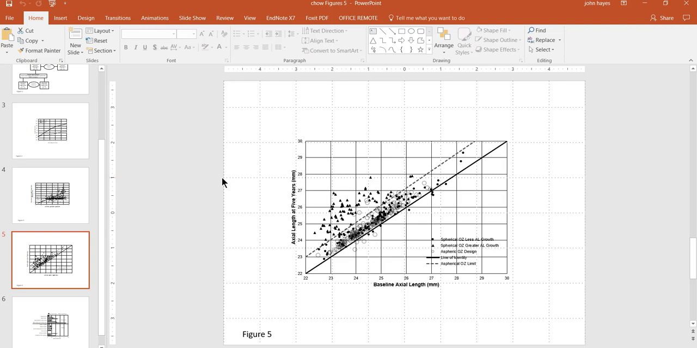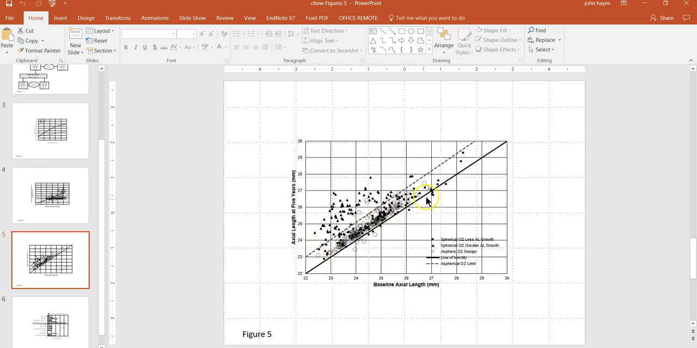Because this is analysis of variance, we want to have more than two. So I split out the spherical group because in that case the lenses really looked like they were two different groups of people. This graph has baseline axial length and axial length over 5 years. All the subjects were followed for 5 years, and axial length was measured each year.